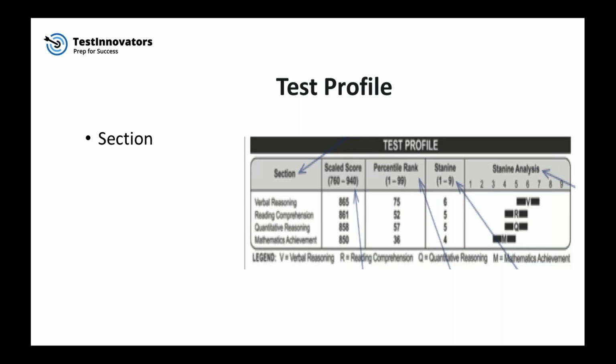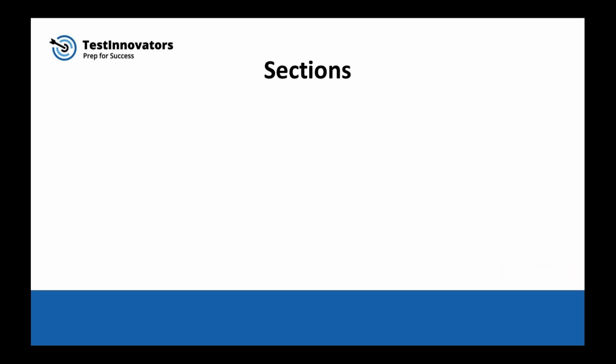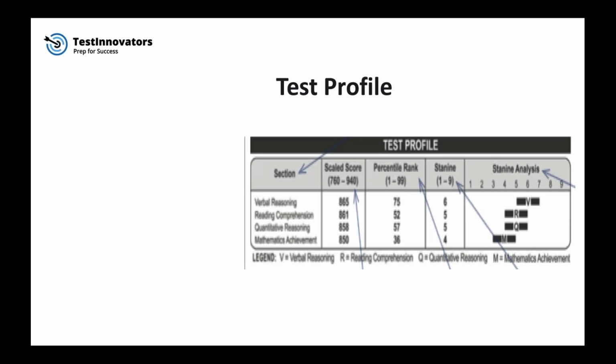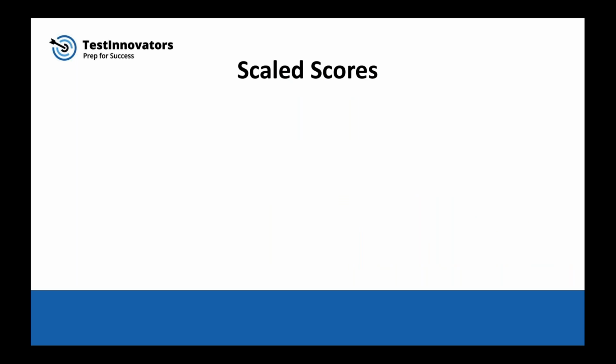So let's start by looking at the test profile section. We'll start with the part labeled section. Then we'll talk about scaled score, then percentile rank, Stanine, and then lastly, Stanine Analysis. All right, so sections, first of all, there's verbal reasoning, reading comprehension, quantitative reasoning, and mathematics achievement. These are the 4 scored sections of the test, which are all included on a report to the schools and the families. So that's simple enough.